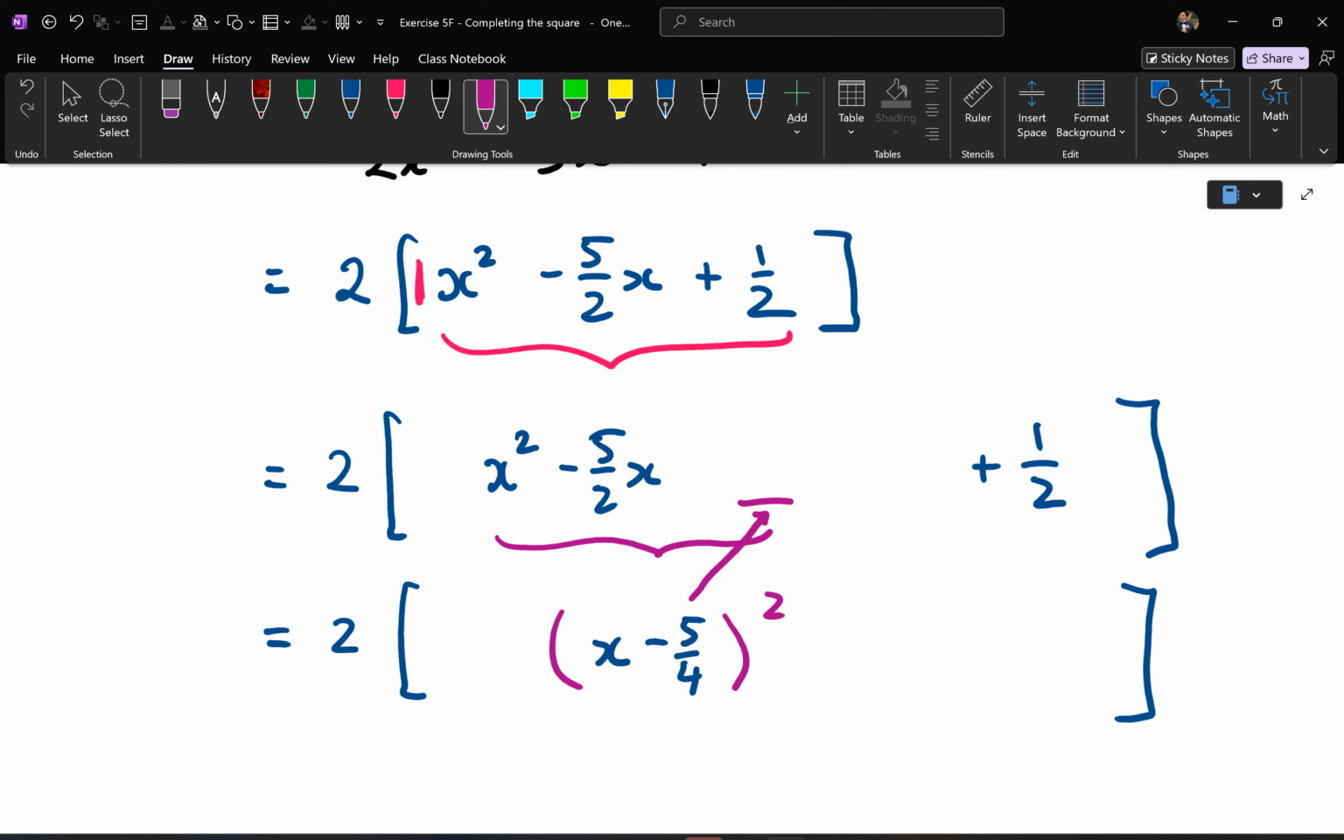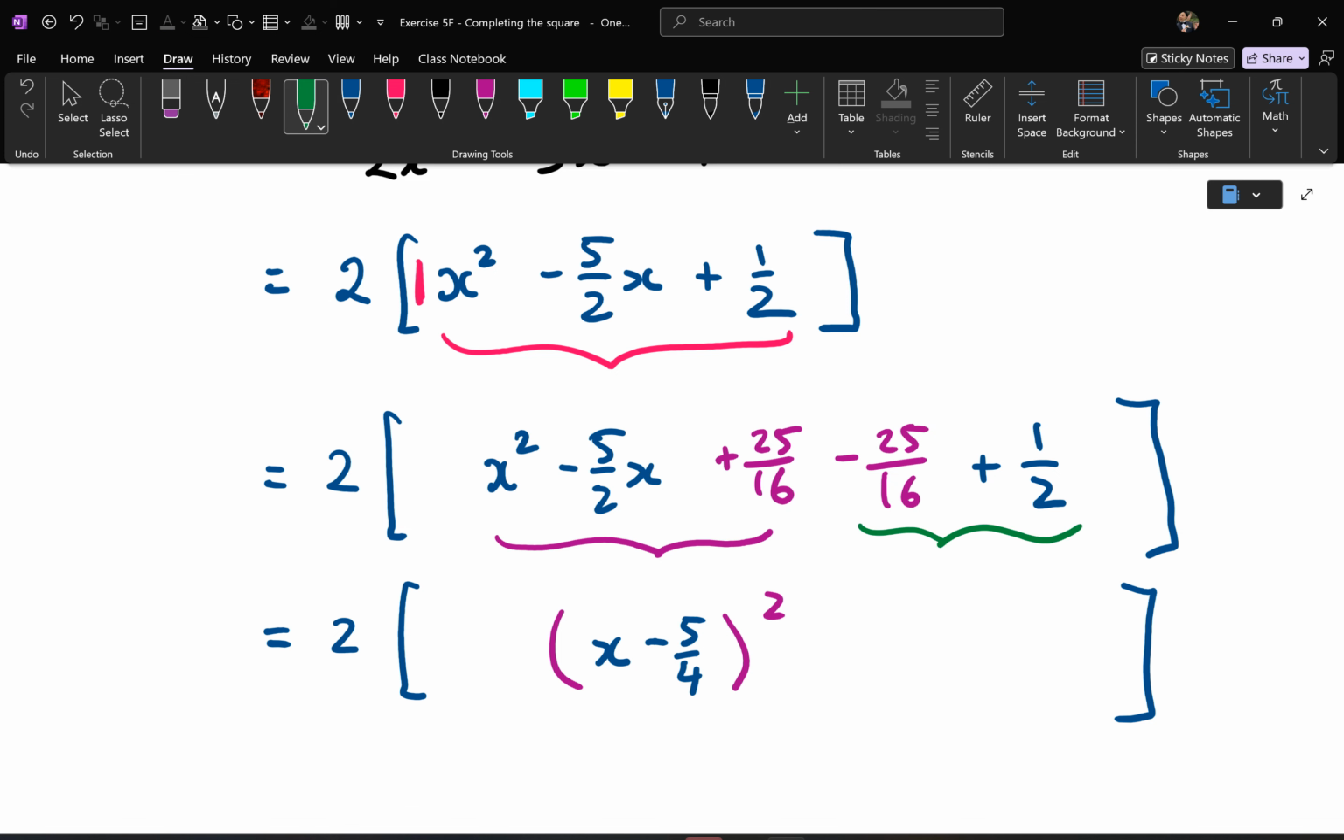So square of -5 on 4 means -5 on 4 times -5 on 4 gives you plus 25 on 16. That's the number I need. I need a plus 25 on 16. Unfortunately, I have a plus half. So since I added on 25 on 16, I need to now subtract 25 on 16. Exactly the same way as I did before. Except it's in fractions now.